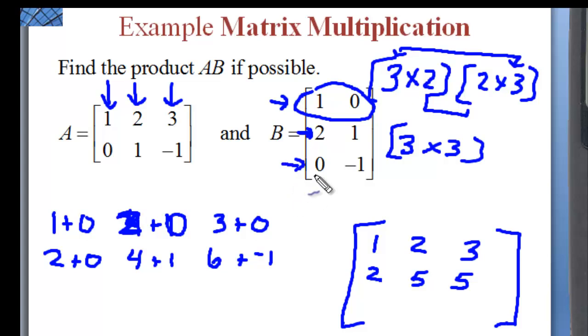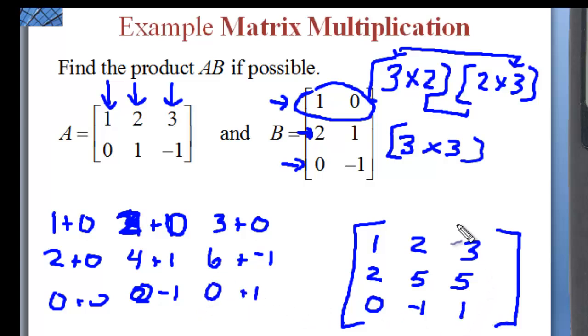Moving down to the third row, 0 times 1 is 0, plus 0 is 0. That's 0 minus 1 is negative 1, and 0 plus 1 is 1. And that is the 3 by 3 matrix that we had on the calculator. You do need to know how to do it both by hand and by the calculator.